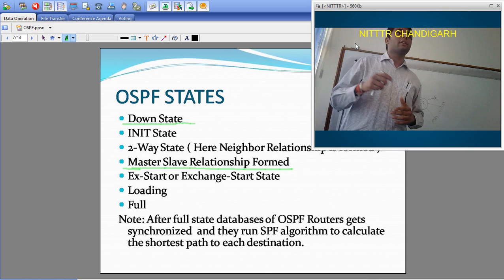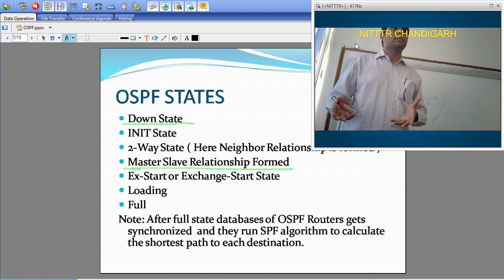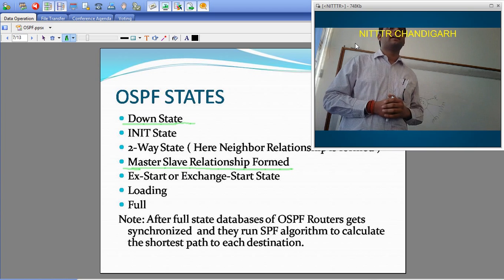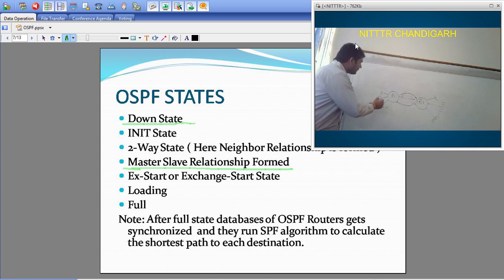उसके बाद what router will do? It will load the updates into its memory, and it will say, okay, I don't have this network, I don't have this network.